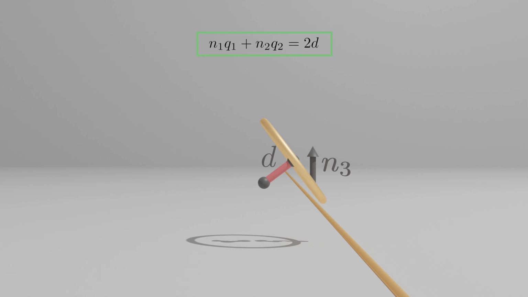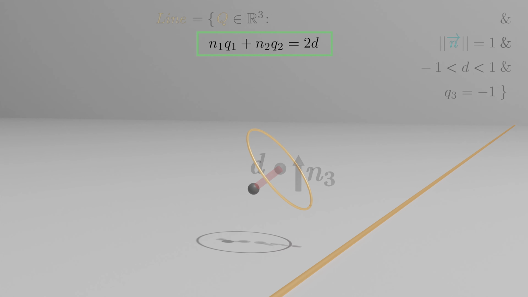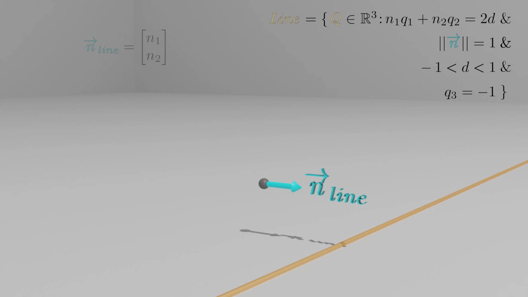It should look similar to the equation for the planes in R3 that we were defining earlier. This is just the two-dimensional version of that equation. In a serendipitous way, this equation equals 2d. You can also get this equation in y equals mx plus b form if you'd like. This line has its own normal vector, which I'll call n-line, and it's equal to n1, n2. Remember, n1 and n2 are the x and y components of the circle's original normal vector.